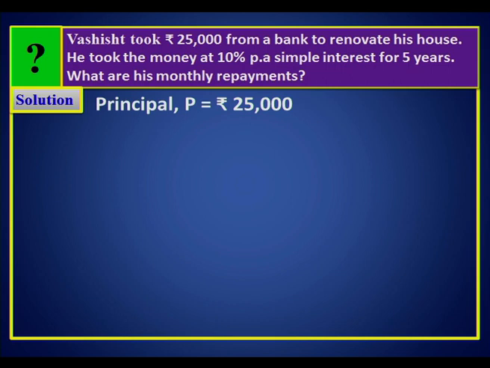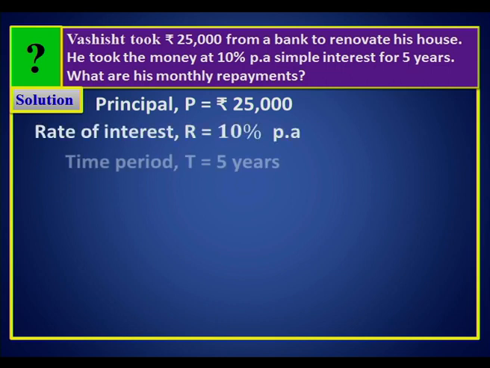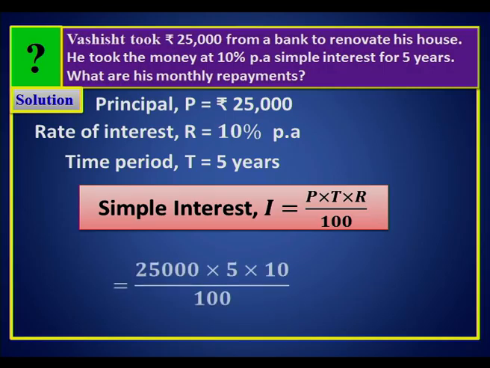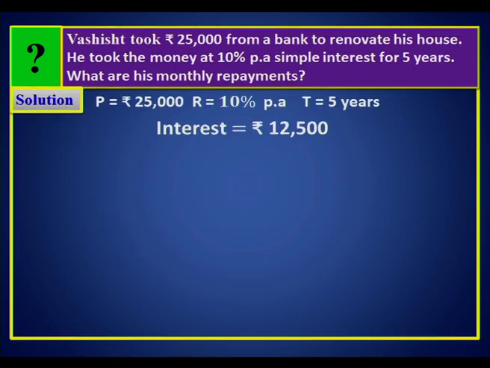So, the principal is 25,000, rate of interest is 10% per annum, and the time period is 5 years. So, simple interest is given by I equal to P into T into R by 100. Now, let us substitute these values. Now, we will cancel 100, that goes one time, and in 25,000 it goes 250 times. Now, what is left, children? 250 into 5 into 10. So, on multiplying this, we get 12,500 rupees. So, the interest is 12,500 rupees.